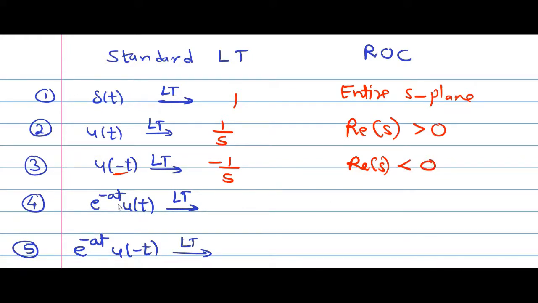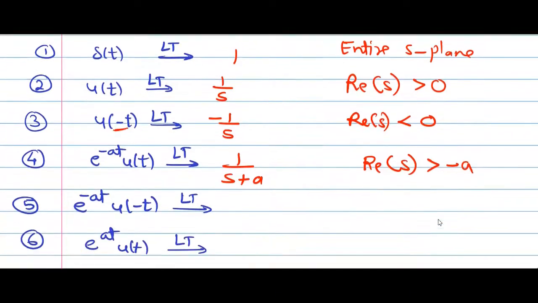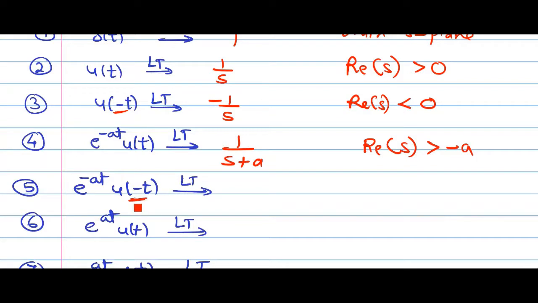Fourth one, e raised to minus at U of t. It has Laplace transform 1 upon S plus A and the ROC is S plus A greater than 0. That means S is greater than minus A. So real of S greater than minus A. Fifth, e raised to minus at U of minus t. So here the minus sign is there, so in the answer also we have a minus sign. So minus 1 upon S plus A. And the ROC is S plus A less than 0, because for U of minus t we have to equate less than 0. That means real of S is less than minus A.